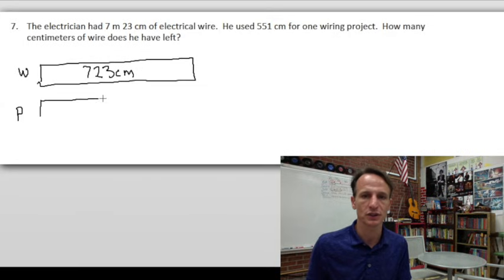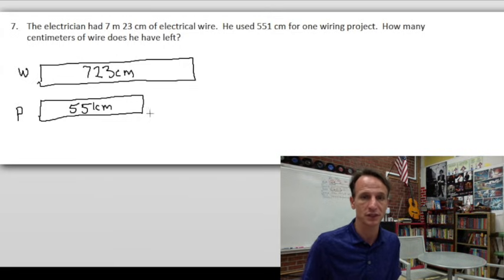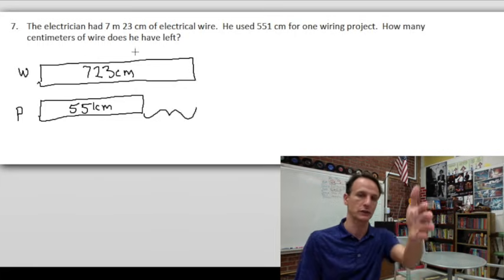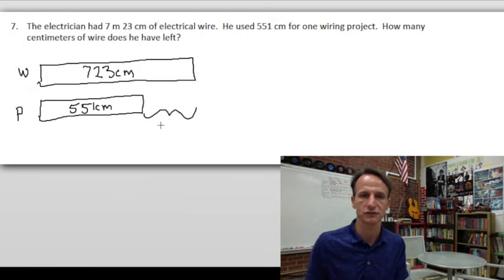Okay, so now for the project, and we'll call that P, he used, and we're told it already in centimeters, and we see it's a value less than the 723. Okay, so it's 551 centimeters. And so we're trying to find how much he has left. Okay, so that's going to be the difference between them, right? That's what's left, is that part of it. And you can even see, if this were actual wire, you use that much of it, right up to there. And so that's our unknown. That's what we're trying to find.